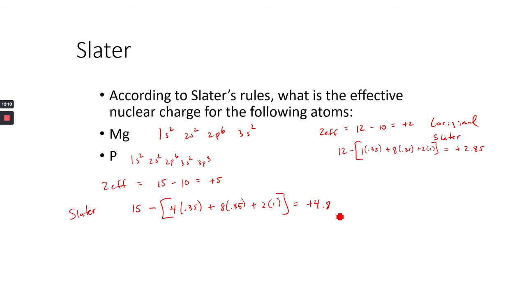In this case, the Z effective is a little bit lower than what we estimated here. Either of these techniques still gives you the general trend that as you move across a period, Z effective increases significantly. And that is the end of part 1.